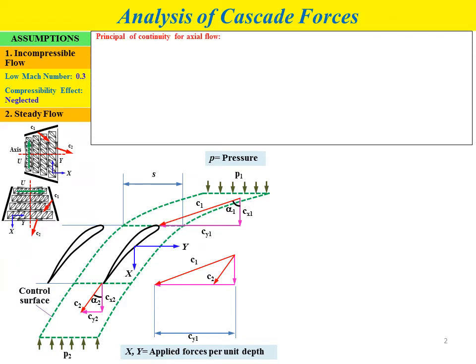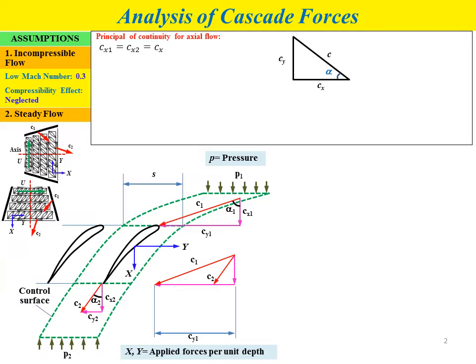Okay, so now if you refer to the principle of continuity for axial flow, Cx1, the X component for vector C1, is equal to Cx2, the X component for C2, which is equal to Cx, the axial flow velocity.